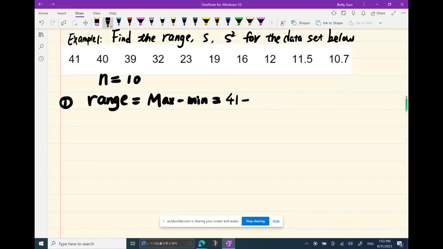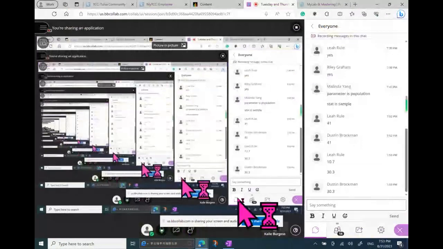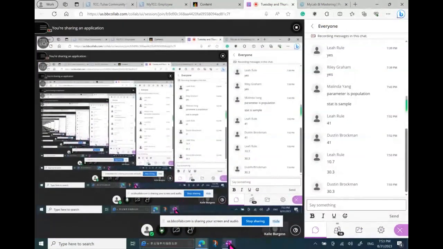I think it's sorted, isn't it? Yeah, it's sorted, so it's good. So the minimum value is 10.7, right? Okay. And what's the difference between the maximum and the minimum? 30.3, am I right? Yeah, 41 minus 10.7 is 30.3. So the range is 30.3. Very straightforward, this part.